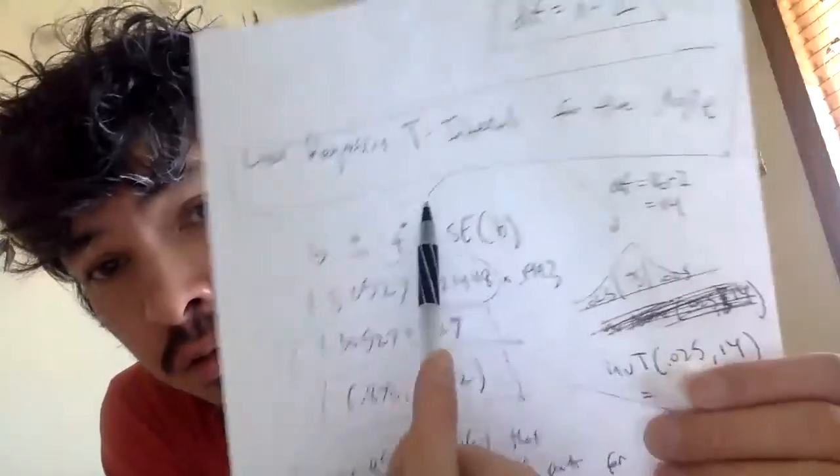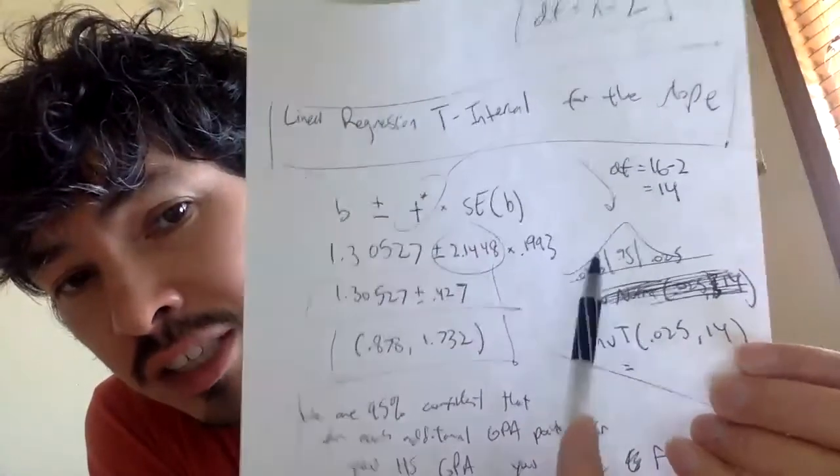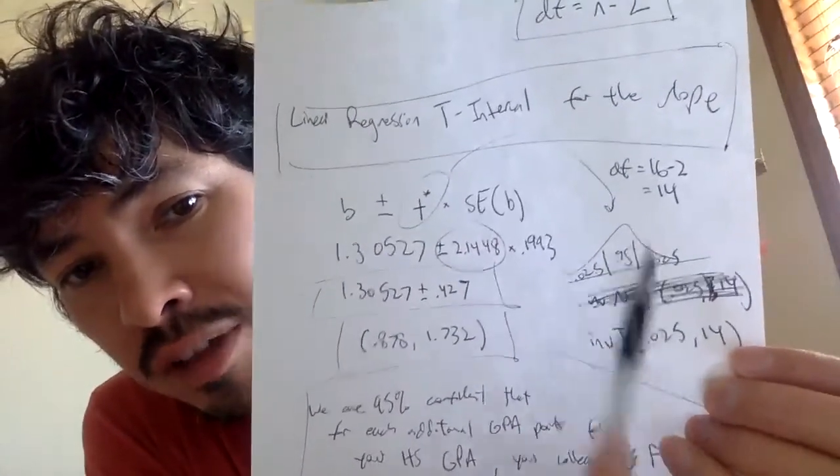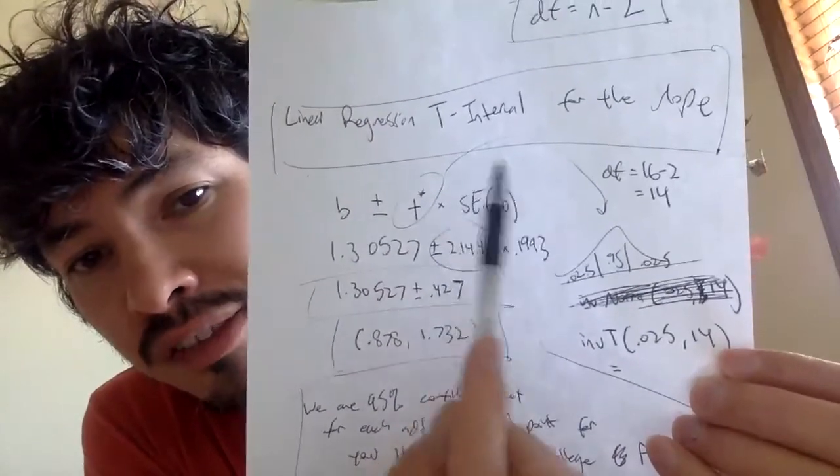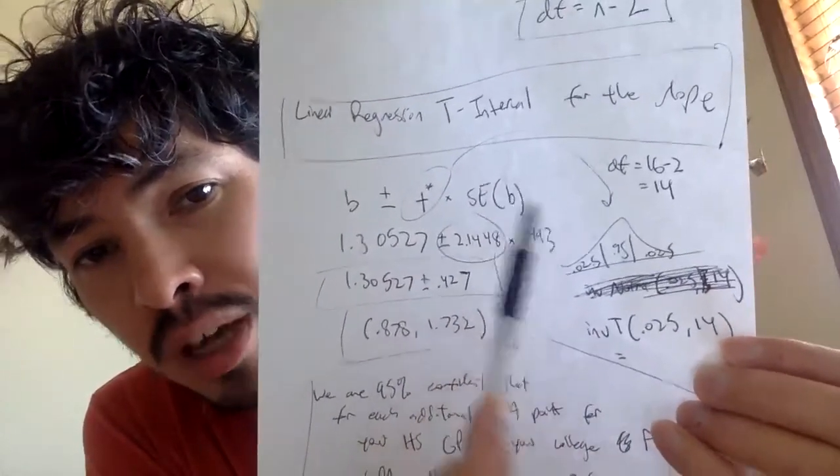Okay, great. That's how you make a confidence interval. Just remember the big things: how are you going to get the t-score for your critical value? Inverse t, and just remember your degrees of freedom is n minus 2 there. How are you going to get the standard error, the standard deviation of the slope? From the printout.